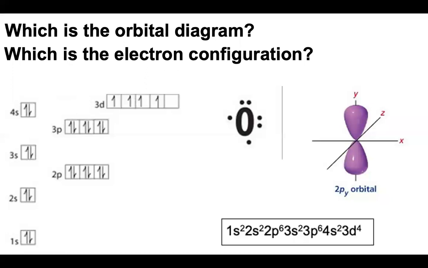So let's take a moment and think about this. Which is the orbital diagram? Which is the electron configuration? If you have done your reading for chapter 6, which I highly encourage, you'll note that there are multiple ways or models that we use to represent information about electrons. For example, what we see here on the left is a great example of an orbital diagram.